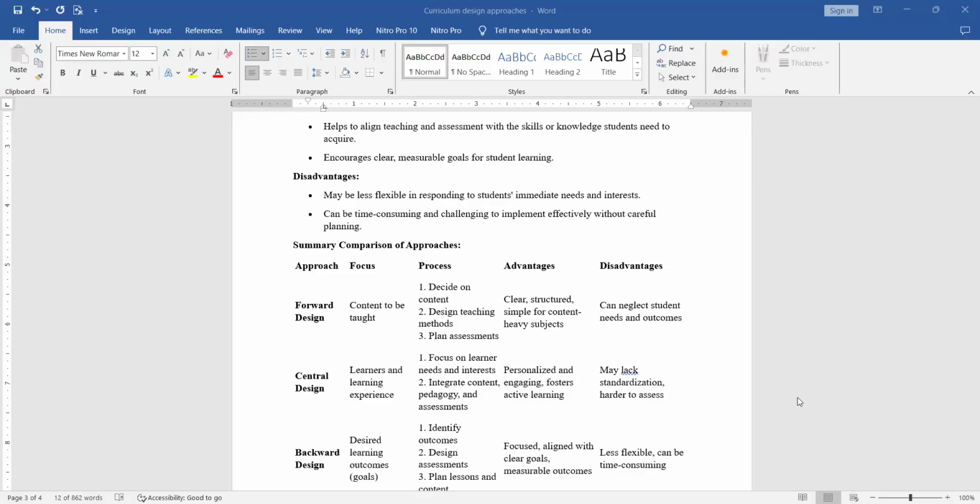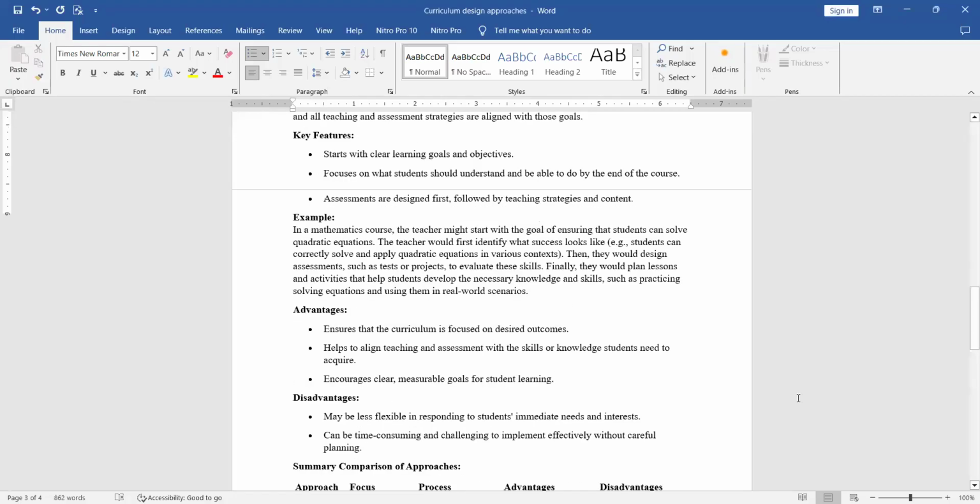We have discussed it already. We did it last time, the day before. What are the three main approaches to curriculum design? Forward, central, and backward approach.